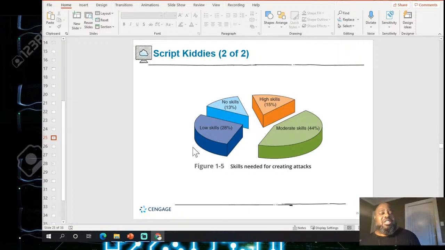So that's the high level right there. No skill, 13%, 15% high skill. Low skill is 28, moderate skill is 44.